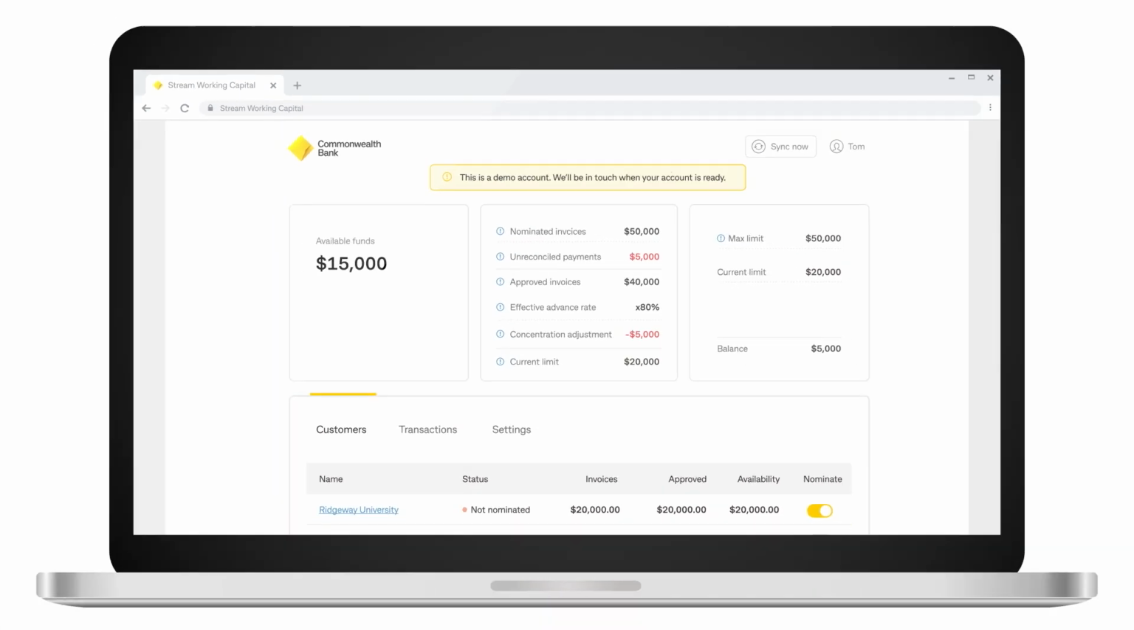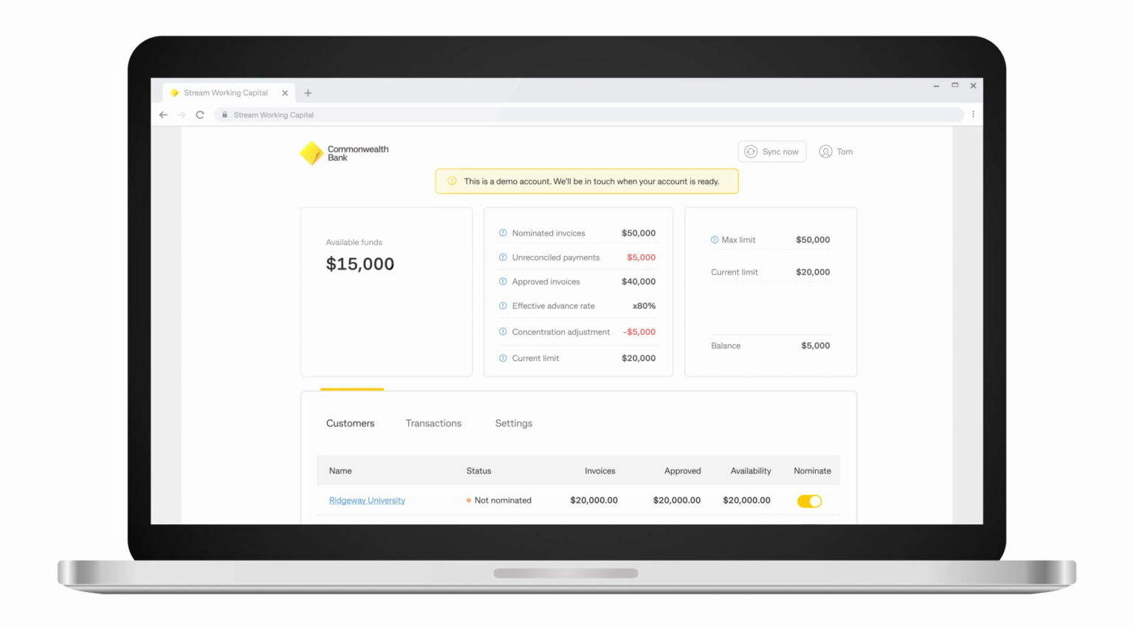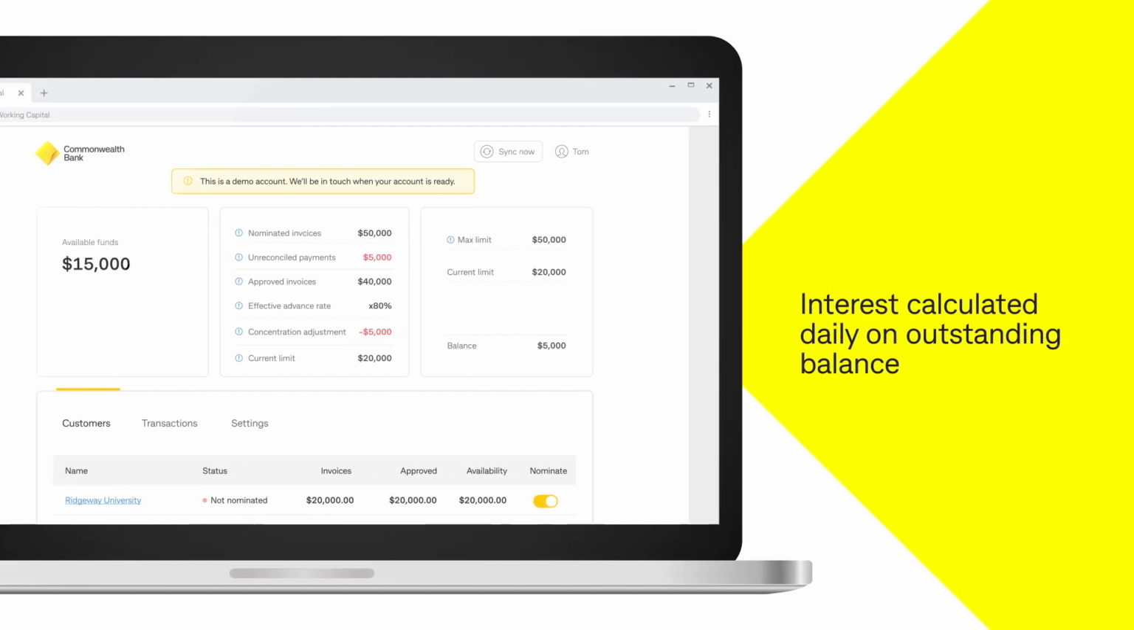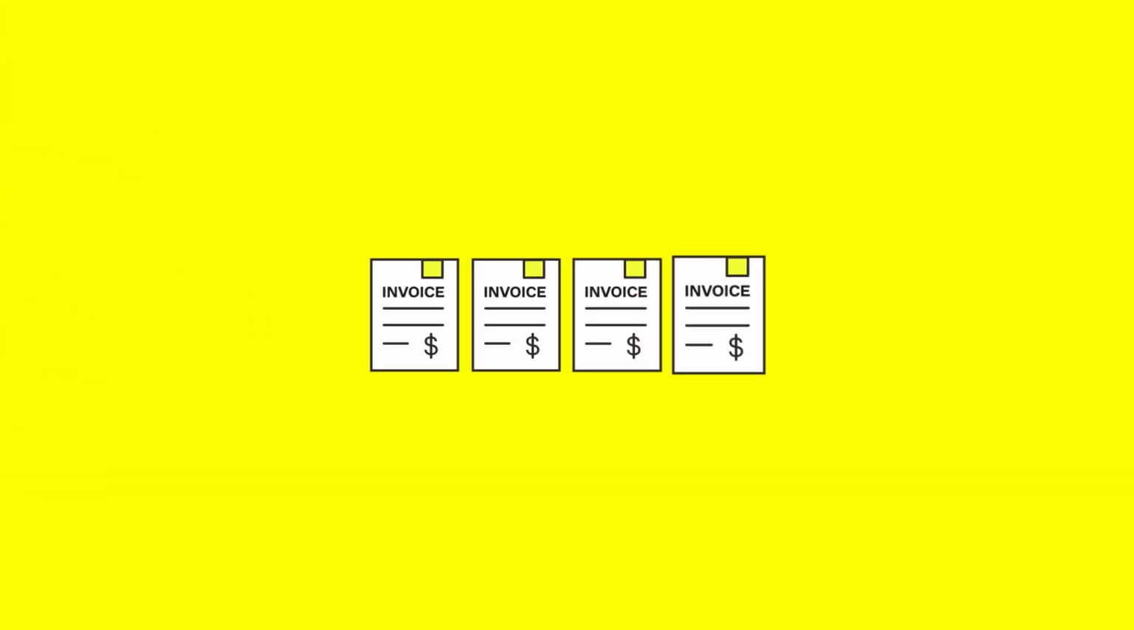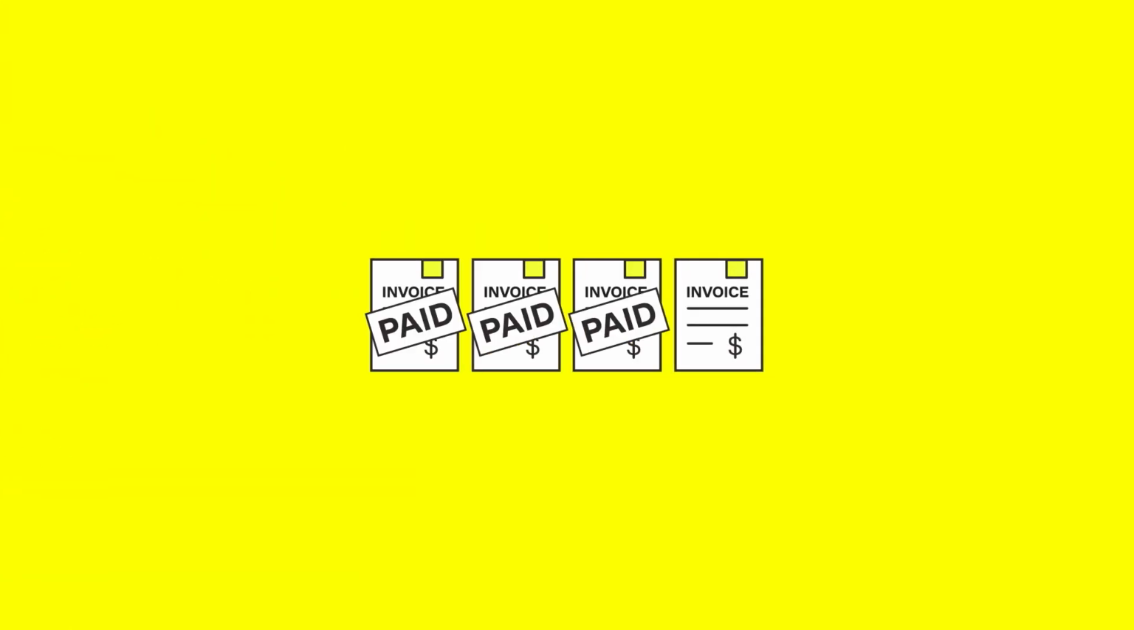Use as much or as little as your business needs, and only pay interest on the amount you draw down, with interest calculated daily on the outstanding balance. Your loan balance is then automatically adjusted on a daily basis based on your customers paying their invoices. Stream Working Capital can help you manage your cash flow so you can focus on your business.